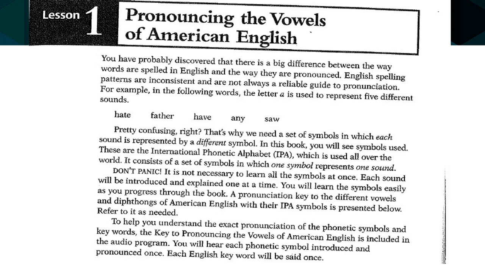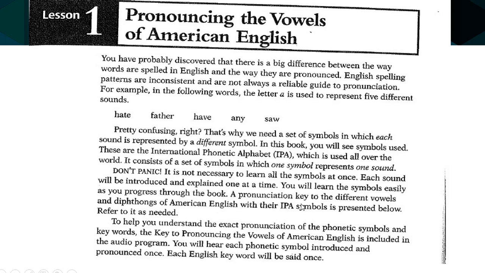That's why we need a set of symbols in which each sound is represented by a different symbol. In this book, you will see symbols used. These are the International Phonetic Alphabet. I know that you studied that last semester with the other professor, which is used all over the world. It consists of a set of symbols in which one symbol represents one sound. Don't panic. It is not necessary to learn all the symbols at once. Each sound will be introduced and explained one at a time. You will learn the symbols easily as you progress through the book.